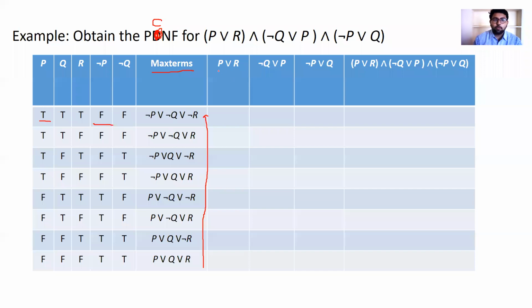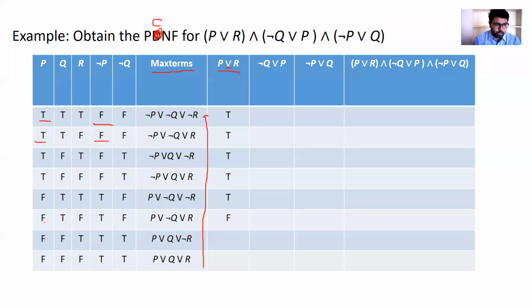Now we are going to identify the values for P or R. For the or symbol, false false gives false, remaining all other terms are true. Am I right? So the first one, true false is true. Only false false gives false, remaining all other conditions are true. And next, true false, true, true false, true, true false, true, false true, true, false true, true.